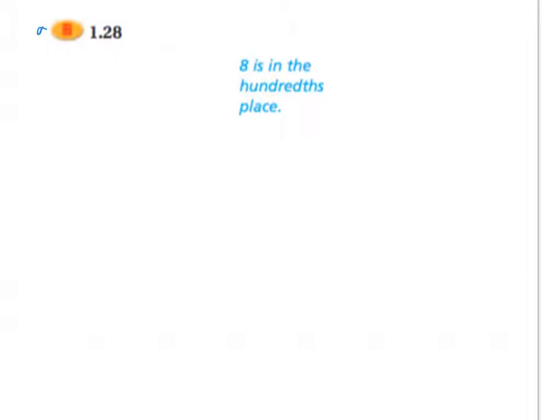Example B, I have 1.28. I'm going to look at that 8, and I'm going to determine what place value it is in. It's in the hundredths place. So I'm going to put it over 100. So I would write this as 128 over 100. Now, realize that this is going to be bigger than 1. So it makes sense that I have a number bigger than 100.